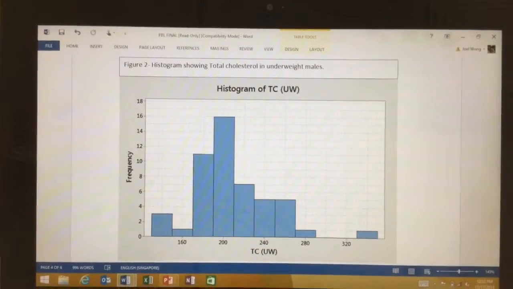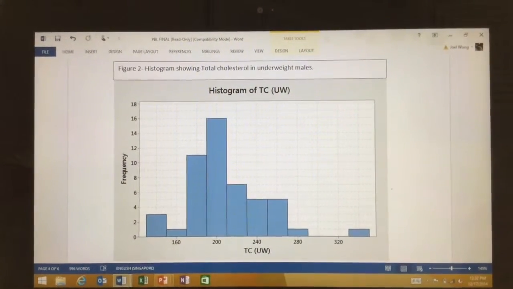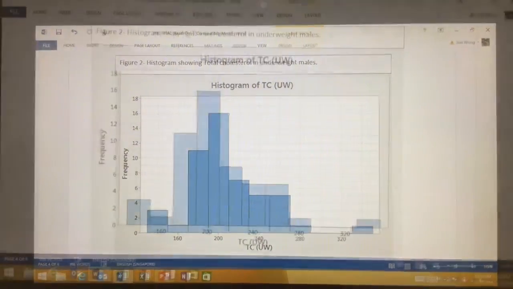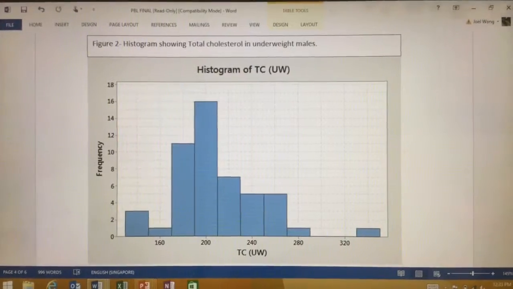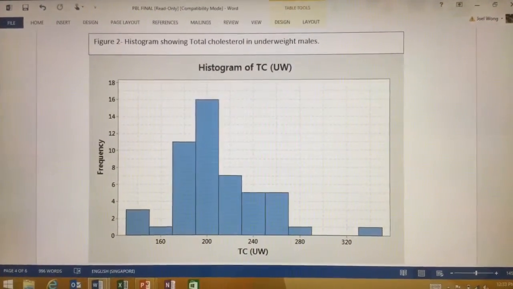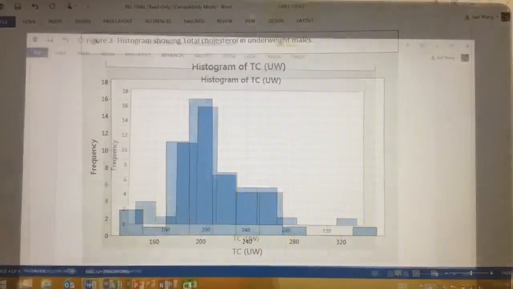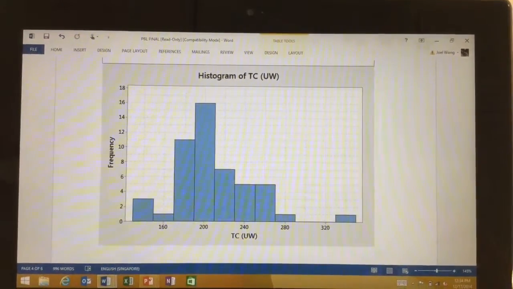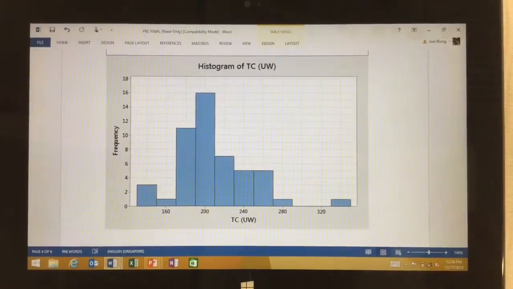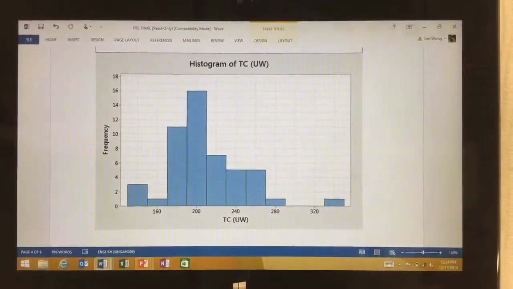This histogram shows the frequency of total cholesterol for underweight males. From this histogram, we can also determine the skewness and kurtosis. The skewness of this histogram is 0.83. As the value is between -2 and 2, it shows that the graph is approximately symmetrical about the middle line. The kurtosis of this graph is 2.31. As the value is above 2, it shows that the graph is sharply peaked, indicating a triangular distribution.